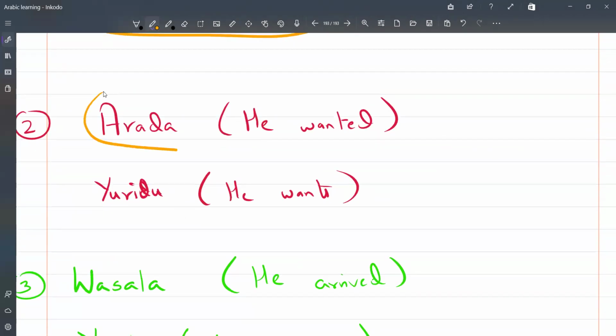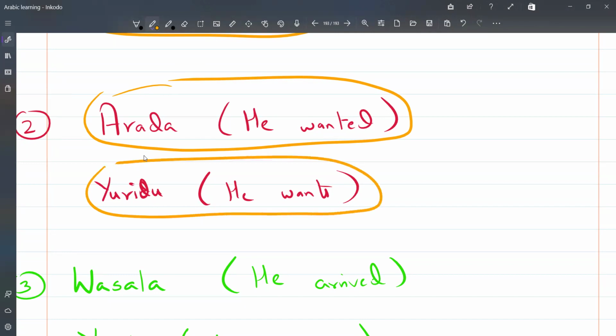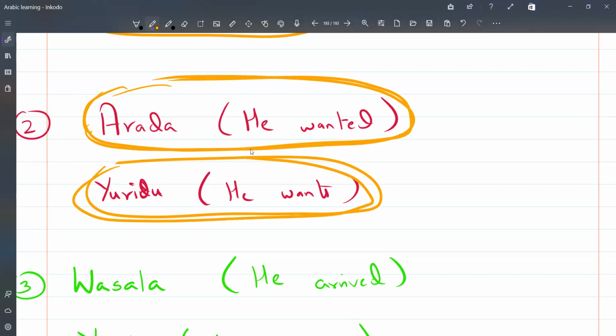Arada means he wanted, the past tense version of want, and yuridu means he wants, the present tense variant of arada, right? So I want you to make two girdans for this, one for arada and one for yuridu. You can only make the girdans after watching the video of the verbs in Arabic. First, watch the video carefully for the verbs and then come here again and make the girdans. In this way, you will get a mastery of how to use different variants of the verb in Arabic, right?